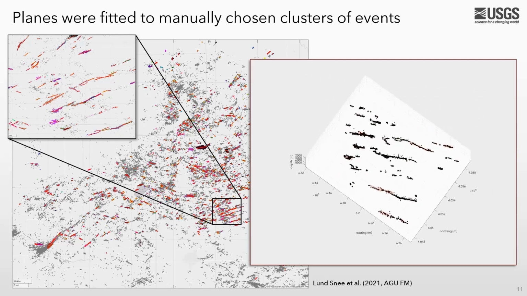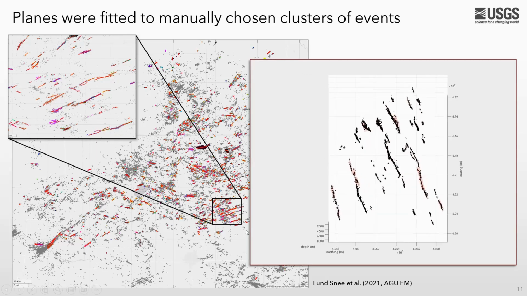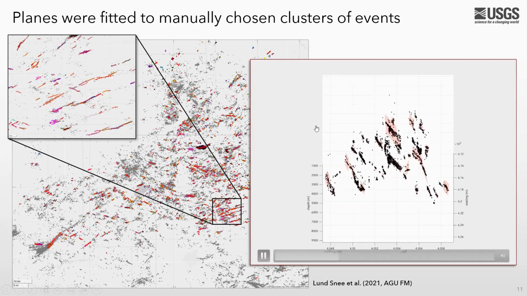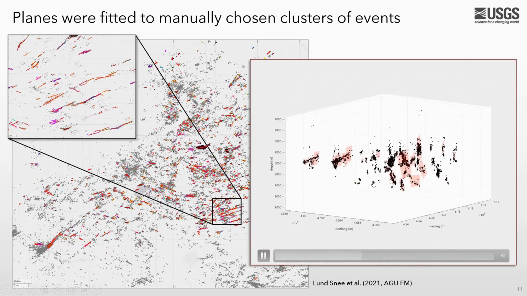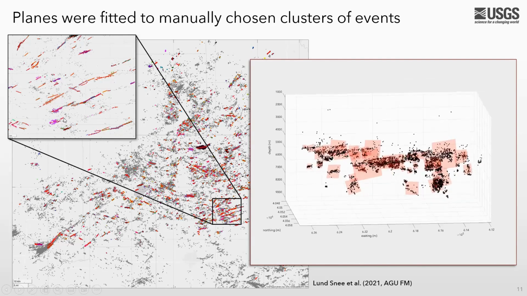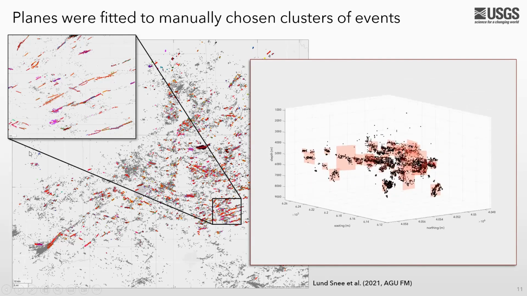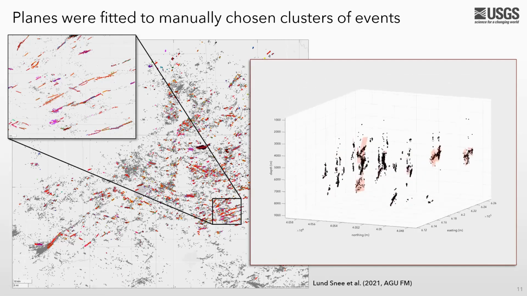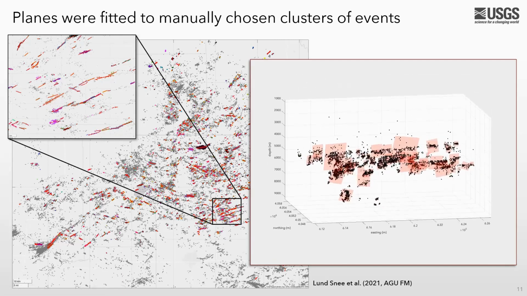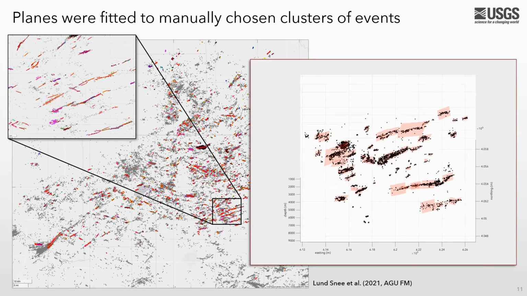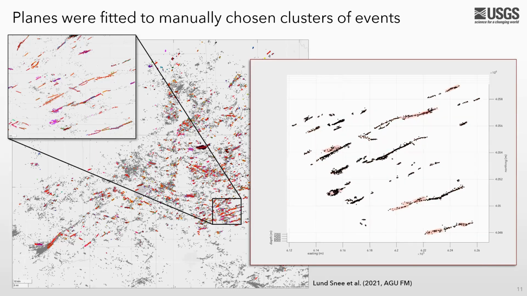And I'm showing a video here. This is a blow up of this area with these nice en-echelon faults. And you can see in cross-section view, they're steeply dipping. They're also very nicely constrained in many cases. These events really form some quite interesting planes, and some of them are close to vertical and some are closer to 60 degrees dip, let's say.